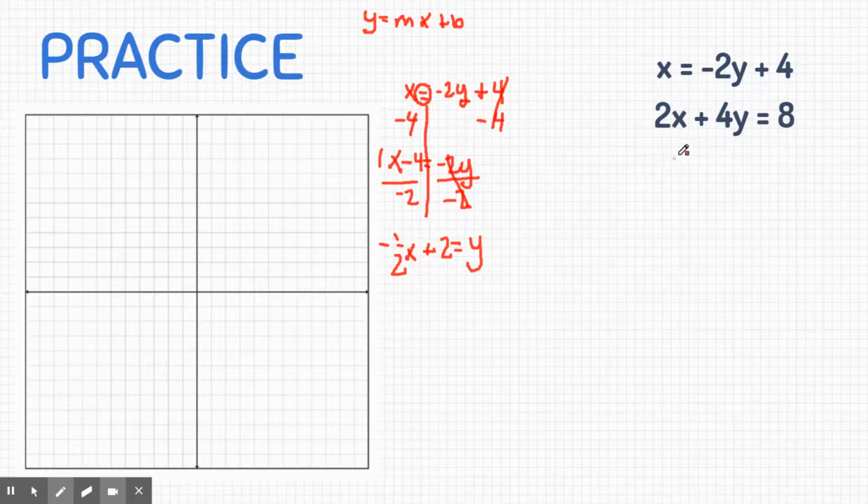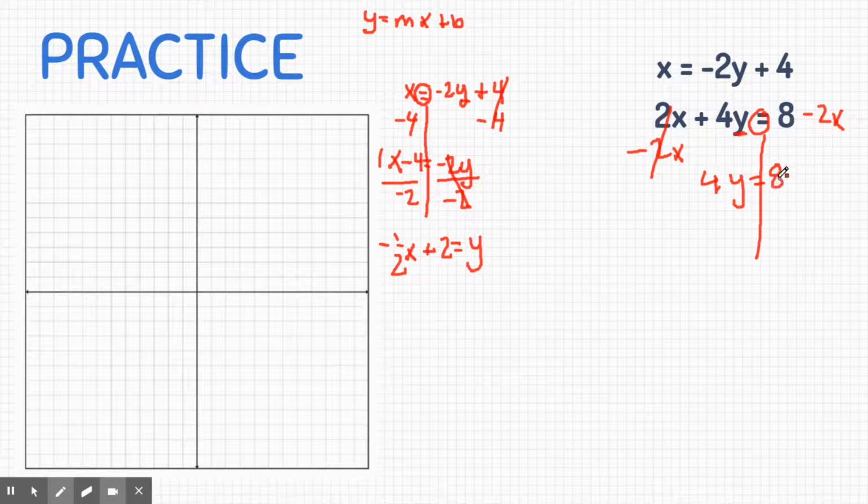All right, looking at my next problem, I'm going to go ahead and solve to get it in y equals mx plus b form and get that y by itself. So I'm going to subtract 2x from both sides to get the y by itself. That cancels out. Now I have 4y equals 8 minus 2x. Now the 4 and the y are married, so I have to divide them. So I'm going to divide by 4 to get that y by itself. So now I have y equals 8 divided by 4 is 2. And then a negative divided by positive is a negative. 2 divided by 4 is 1/2 x.